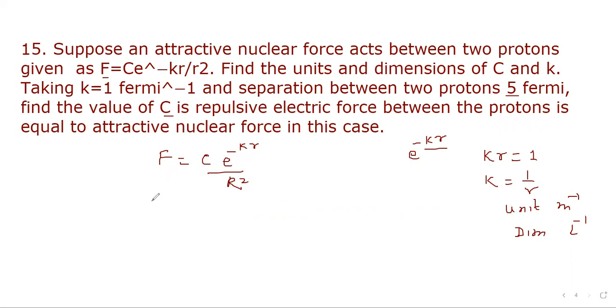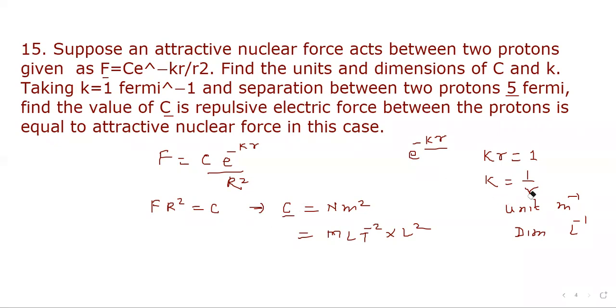So here F times R square equal to C. So C will be Newton meter square. And in that case, if we put the dimensions M L T power minus 2 into L square, then we will get M L cube T power minus 2. So we have got the unit and dimensions of K and C.